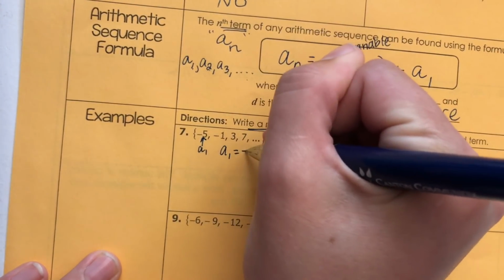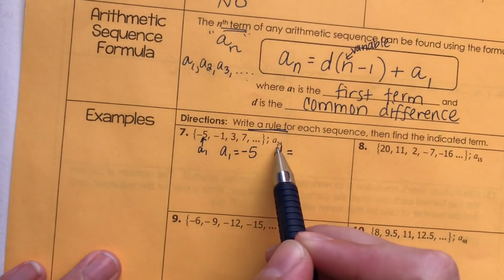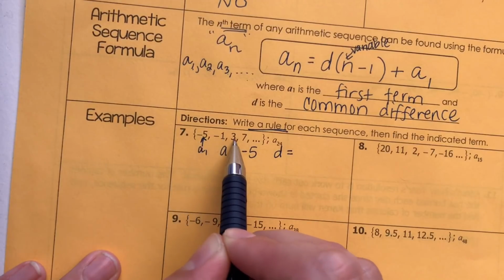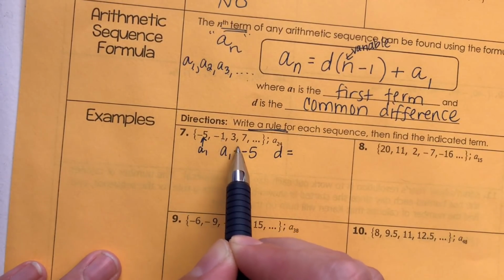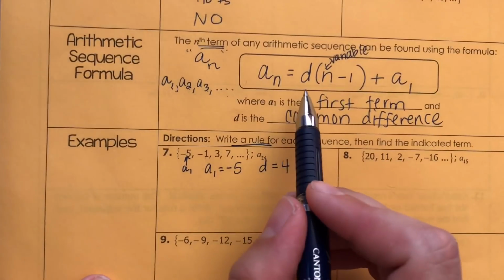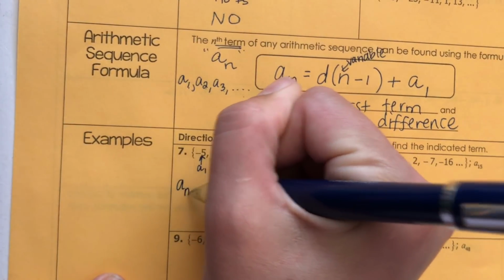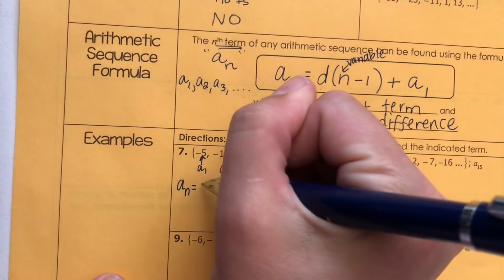So we can say A1 equals negative 5, and then we need our common difference. We're not going to deal with this until later. Well, it looks like it's increasing, so it's positive, and the difference seems to be adding 4 each time. Now we're just going to put that into d and A1. So we have A sub n equals, and instead of d, we're going to put 4.